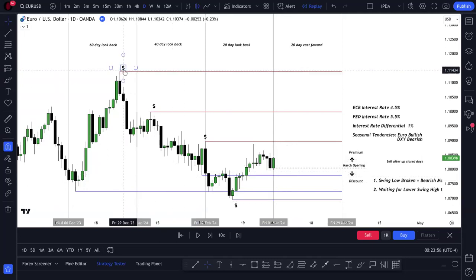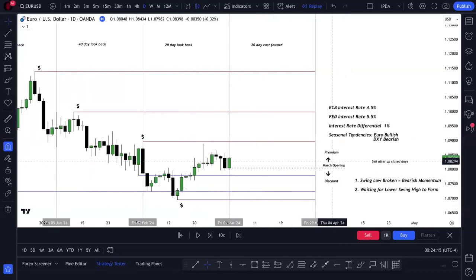Got the 60-day high and the 60-day low. The 60-day low is already being ran out. But I put the dollar signs above the ones that are unbroken just to be more specific with what happened with that area. The ones that don't have the dollar sign have already been raided, but it means that it can still be sensitive to price.